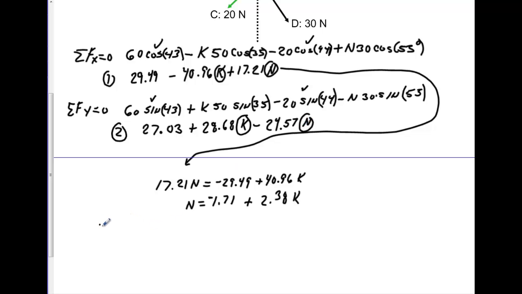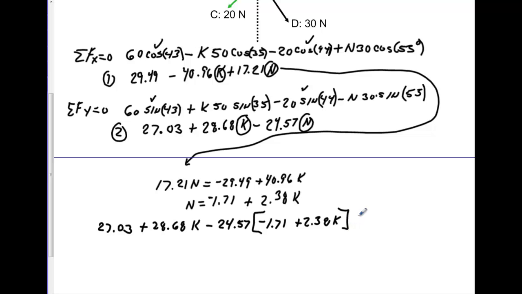So we're going to say that 27.03 plus 28.68k minus 24.57, and now instead of using n, we're going to put in what we know n is equal to, negative 1.71 plus 2.38k. And now we know that's equal to 0, right? Because we already said the summation of all forces had to be 0 in the x and y direction.